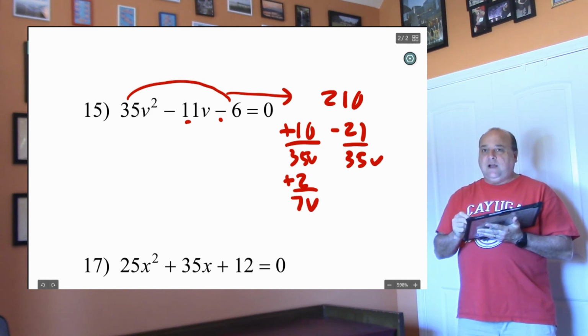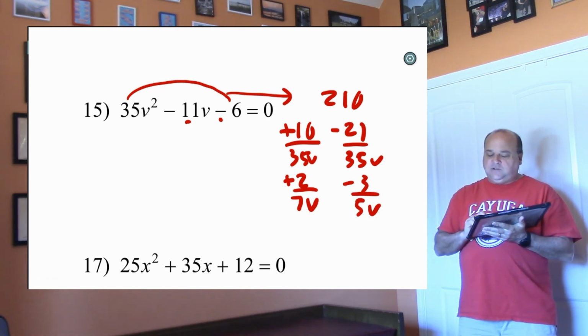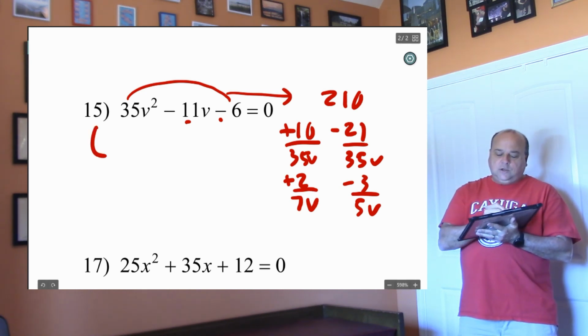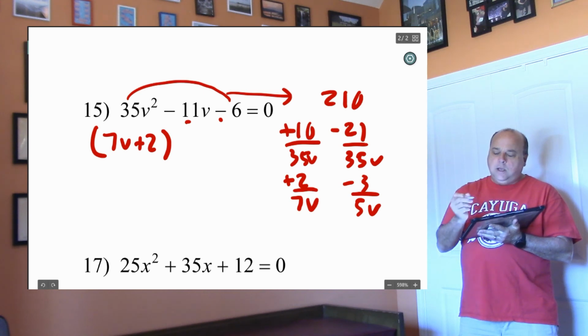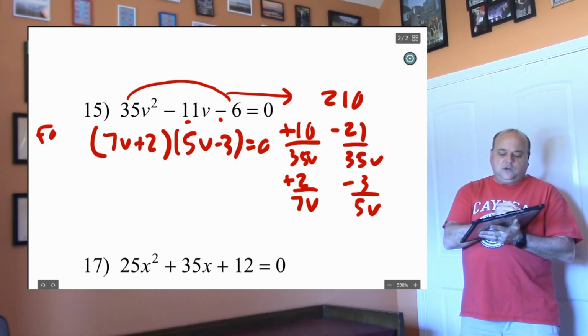And then right here, I can divide these by 7. And I'll get negative 3 over 5V, won't I? So 2 times negative 3 is negative 6. 7 times 5 is 35. Those are going to be my parentheses. So 7V plus 2 and 5V minus 3 equals 0. Those are my factors. Important you know the difference.